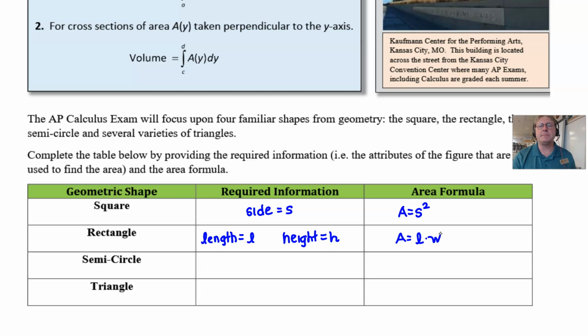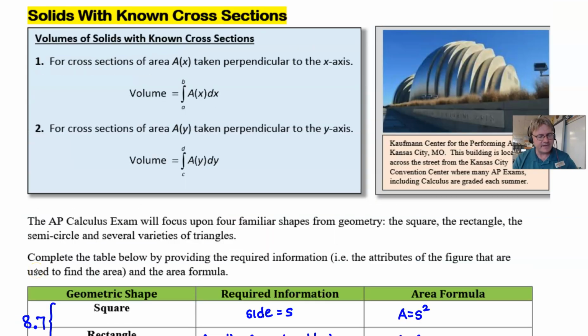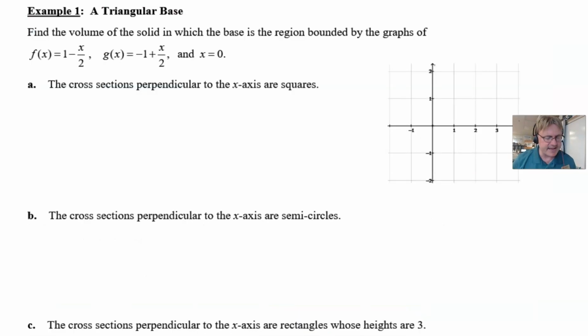Now, the same thing is going to be true about our other shapes, the semicircle and the triangle, but I'm going to hold off on sharing those with you until we get to the next video, because we're going to talk basically only about topic 7, which is squares and rectangles, and then we'll move into the semicircles and triangles when we get to topic 8.8. But the great news is that they both utilize the same formula. You're integrating area. Let's take a look at our first example.